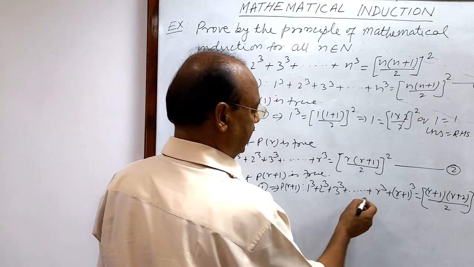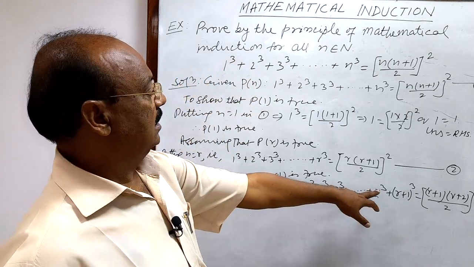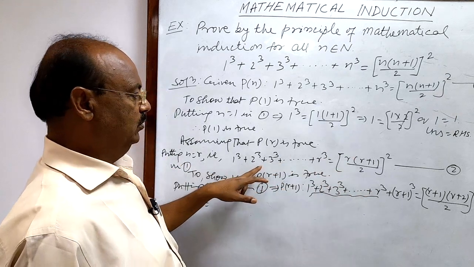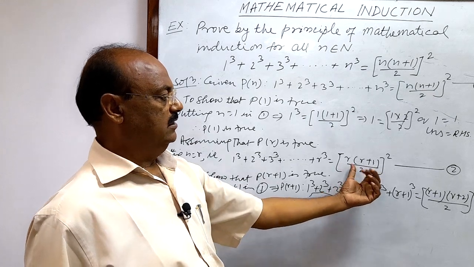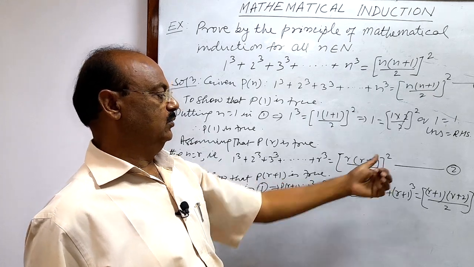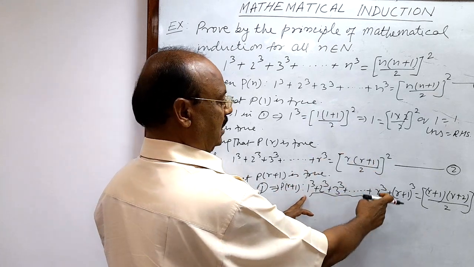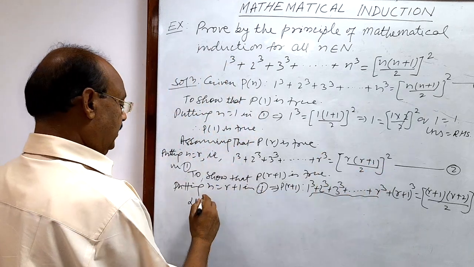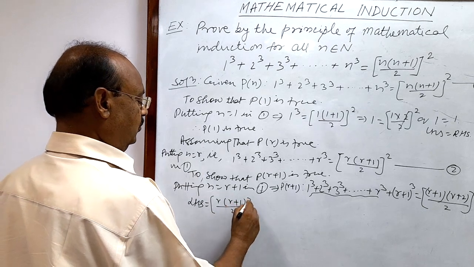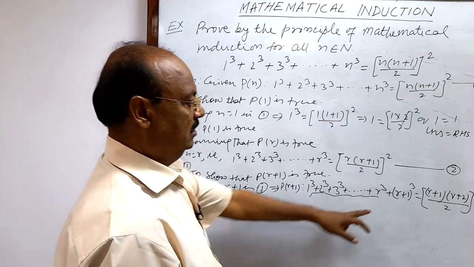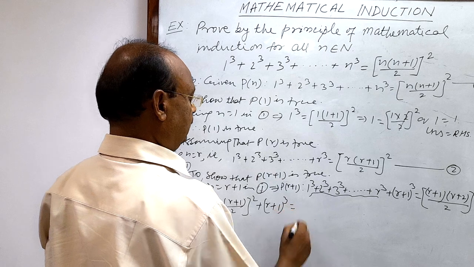But in this left hand side, you see up to this much part, 1 cube to r cube, you see relation number 2. In place of this much statement, we can write r into r plus 1 by 2 whole square. Okay, 1 cube up to r cube is this much. So LHS will be here r into r plus 1 by 2 whole square, and the last term is here r plus 1 whole cube. Let us simplify it.